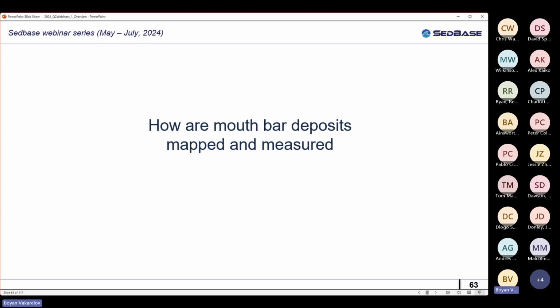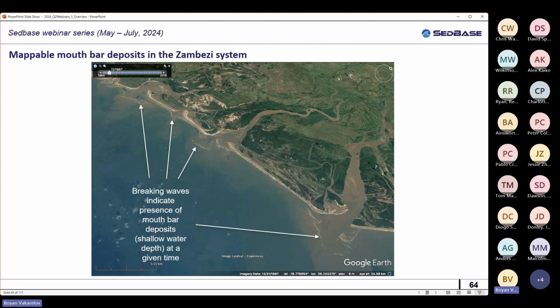Now, let us see how exactly those things were mapped. Again, it is very important for you to get a good feeling for what type of data is actually available and what it represents. So we would go into an area. We would use historical Google Earth imagery. So typically we would go back to 84. So at each location, for each mouth bar, we would look at historical imagery, and then we would map these breaker zones. Now, what these things are is those are waves which are breaking in the very shallow portion in front of the mouth bar.